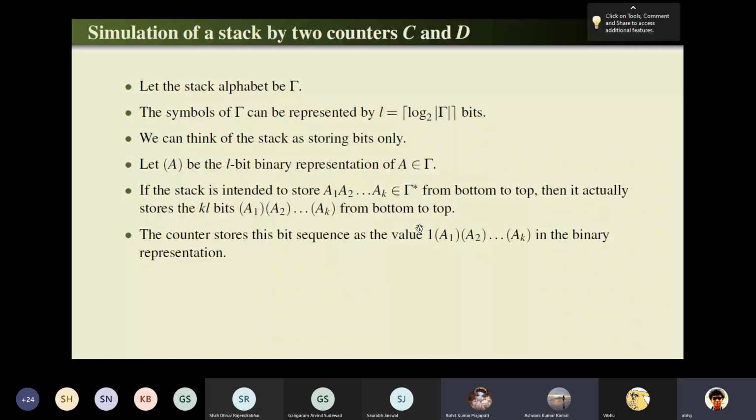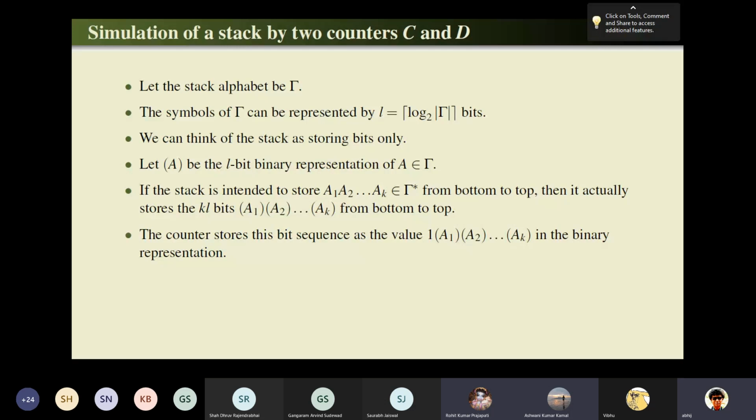Otherwise, there may be some trouble. What is the trouble? For example, let's say the bottom marker has L-bit encoding 0, 0, 0, 0, 0, 0. If I straight away convert that to an integer, it will be 0. But the empty stack is also 0.